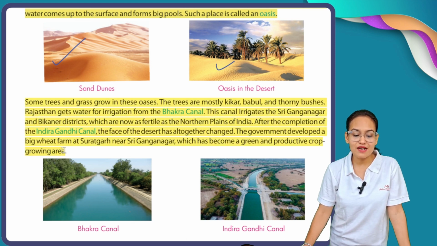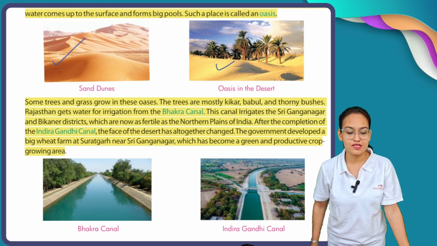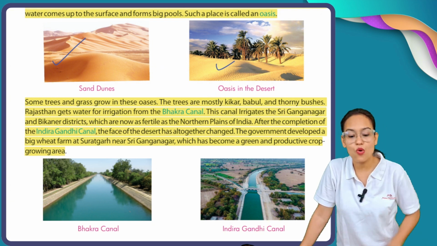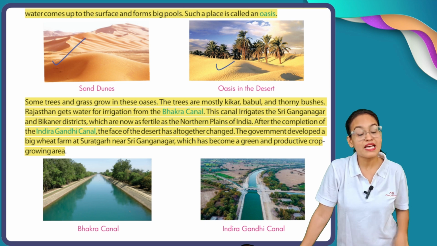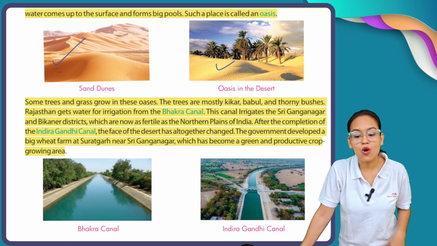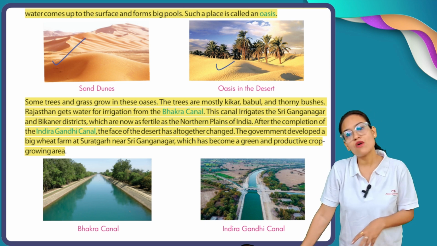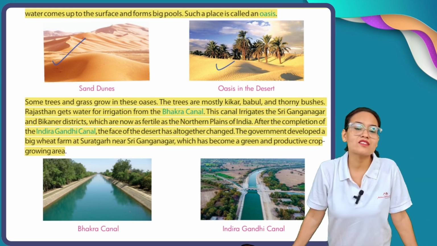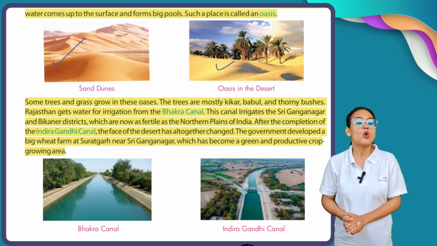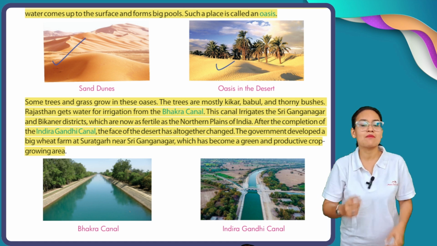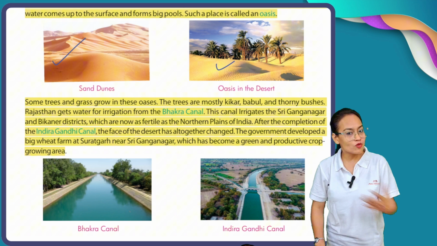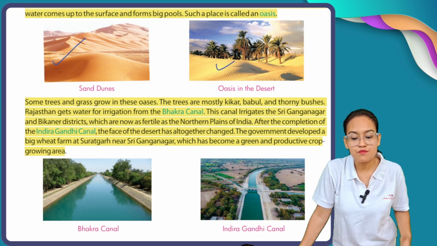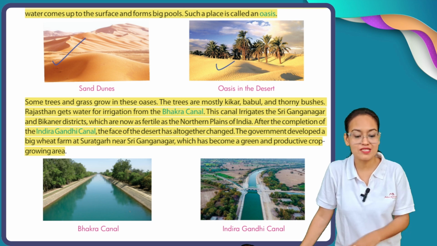Some trees and grasses can grow in this oasis. The trees are mostly kikar, babul and thorny bushes. Now what type of plants grow in desert areas? Only those plants survive in desert areas which need a very small amount of water. So the most common trees we find in desert areas are kikar, babul and thorny bushes.